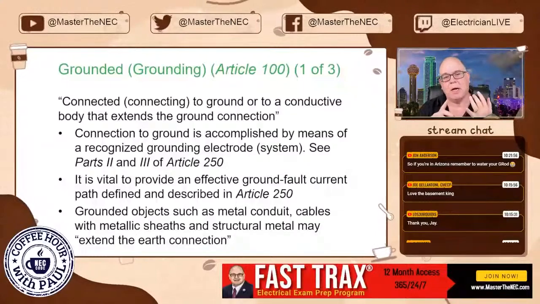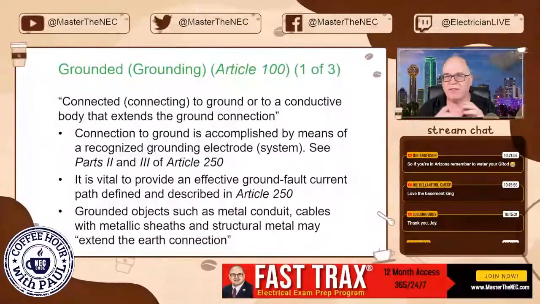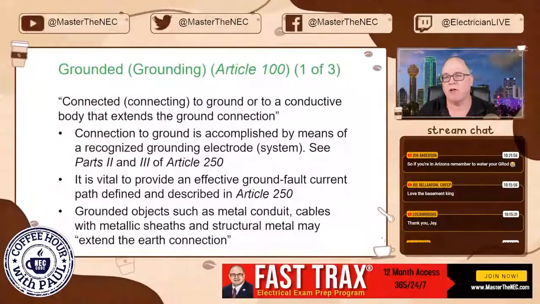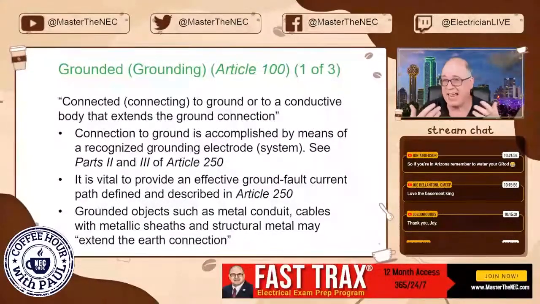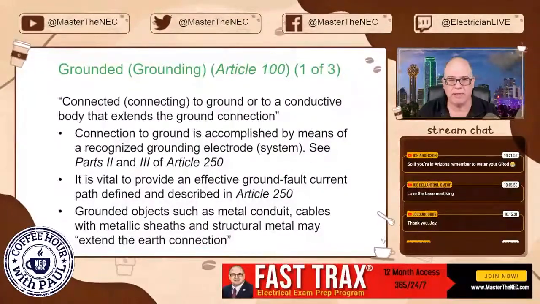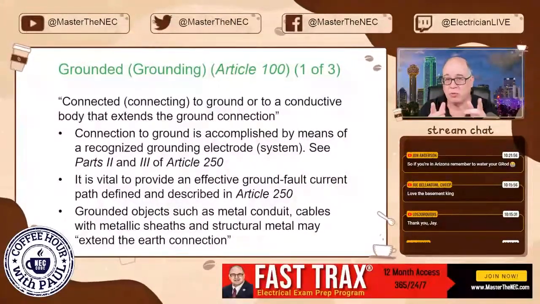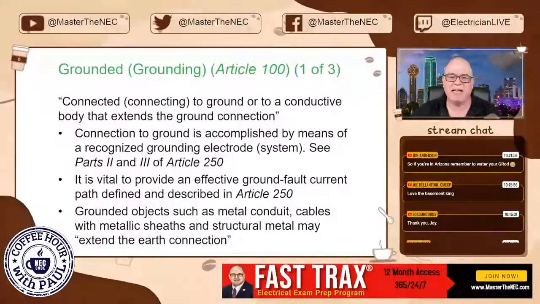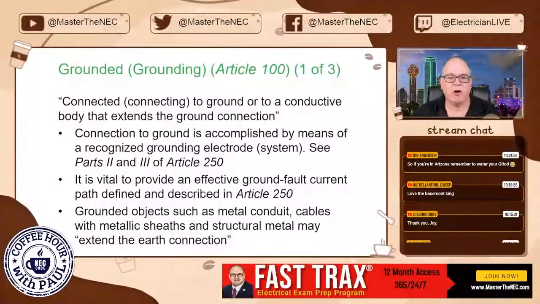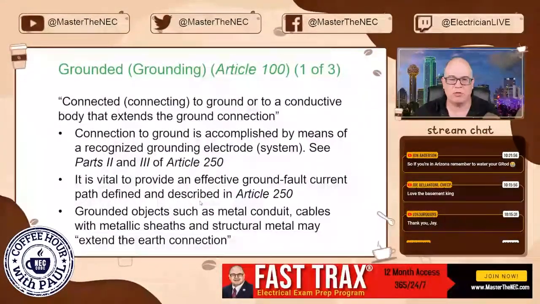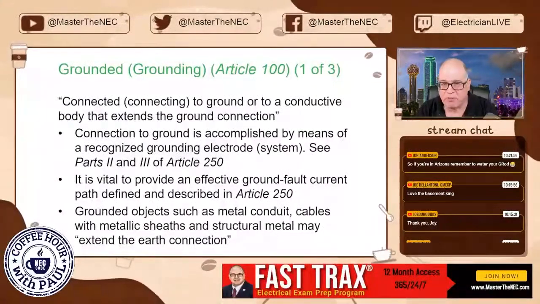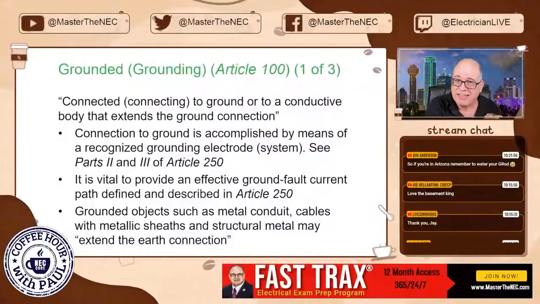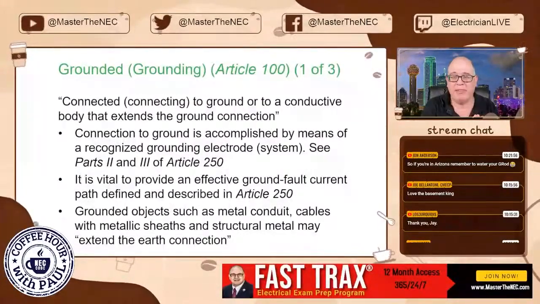It's also important to understand that the link between connecting the earth to our electrical system is through our grounding electrodes. And we have 8 types of grounding electrodes that we can deal with, and that's 250.52, which gives you all the different grounding electrodes. It is vital to provide an effective ground fault current path, defined and described in Article 250. There's a distinct difference, folks, between an effective, intentionally designed ground fault current path and just a ground fault current path.